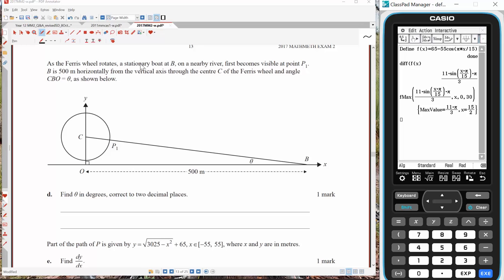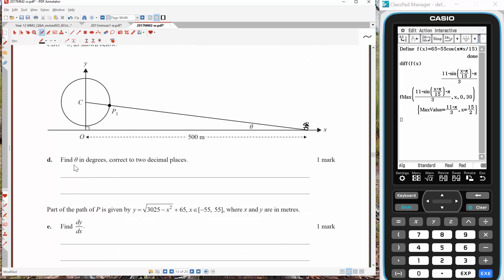As the Ferris wheel rotates, a stationary boat at B on a nearby river first becomes visible at point P1. So basically, if you're on the Ferris wheel, in this particular carriage or whatever it's called, you'll be able to see the boat at this point here, and here's the boat. 500 meters from the vertical axis through the center of the Ferris wheel, and angle CBO equals theta as shown. Find theta in degrees, correct to 2 decimal places.